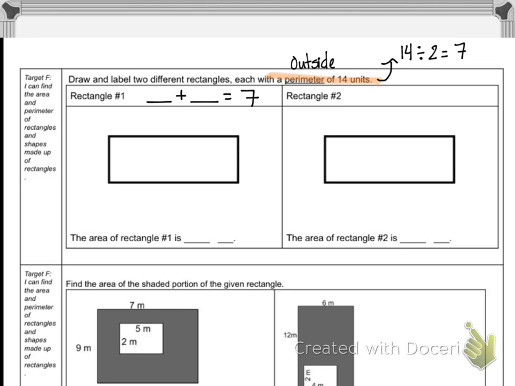Then, remember, at the bottom, you're switching to area. Once you put in the length or the base and the height, you need to find the area of that rectangle.